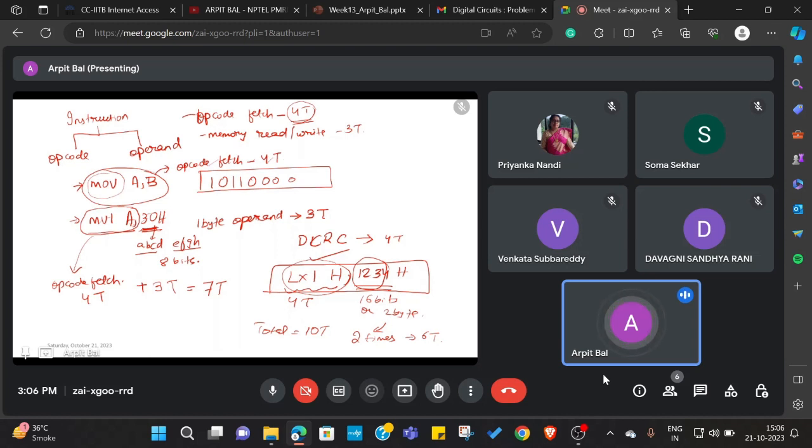Okay, so I think other participants have also joined, so we can start today's session. Today's session is mostly a revision of whatever we have covered so far from week 1 to week 12, and we will be going through the important problems that we have solved so far.